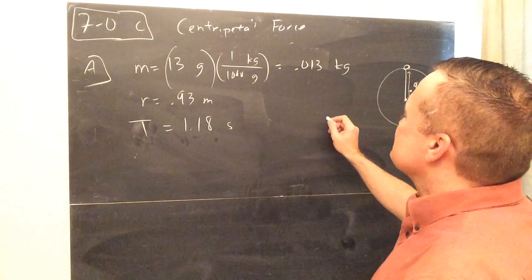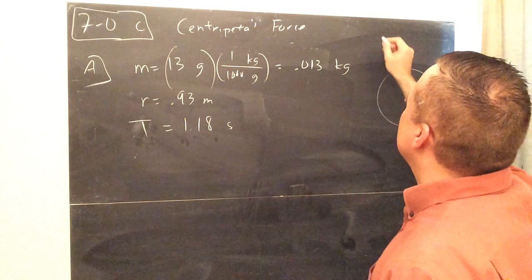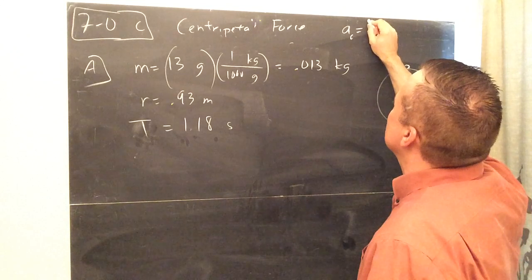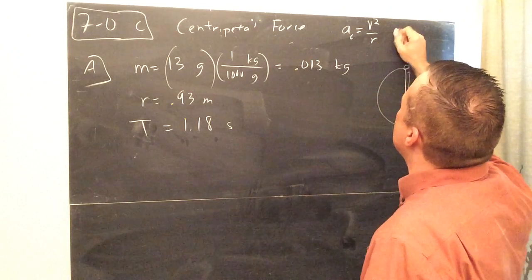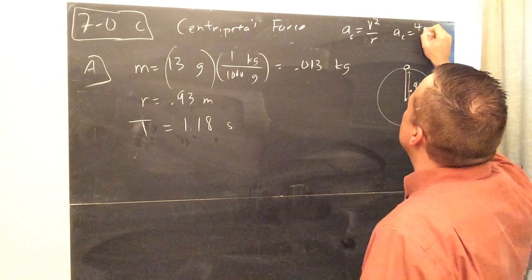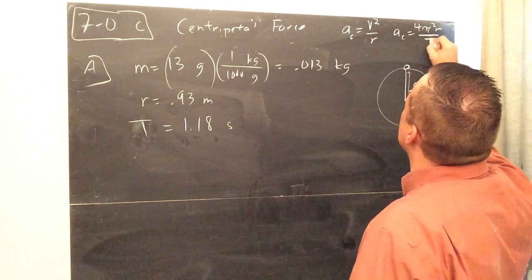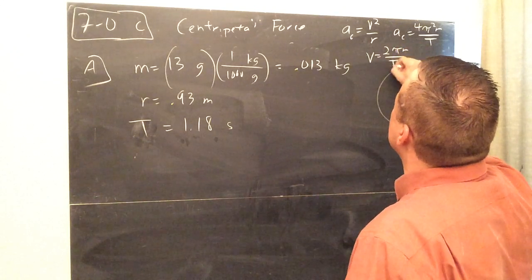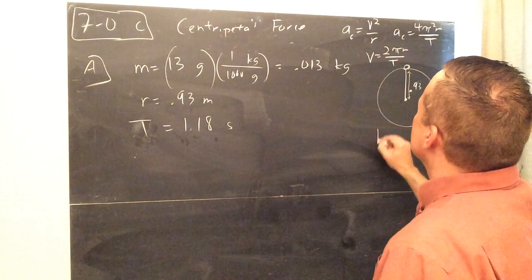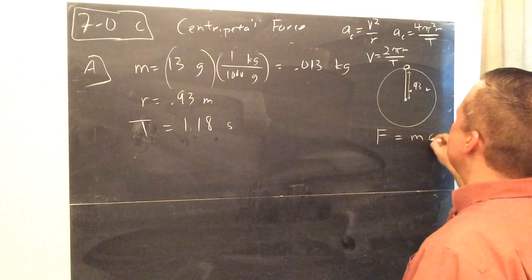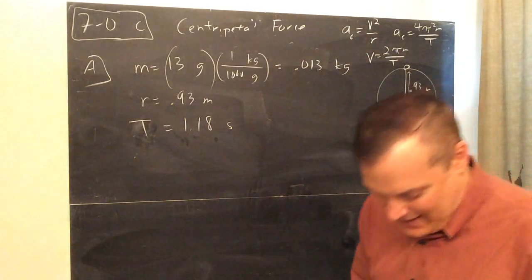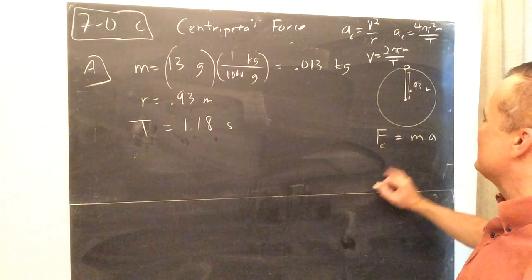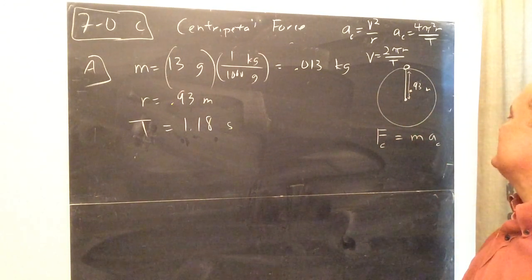And look at this. So we have all the equations from last time, and I don't have them written down here, but centripetal acceleration is v squared over r, or it's 4 pi squared r over the period squared. The velocity is 2 pi r over period. And here's a new equation. Remember F equals ma? This is all the math. The only thing new today is this: centripetal force is mass times centripetal acceleration.